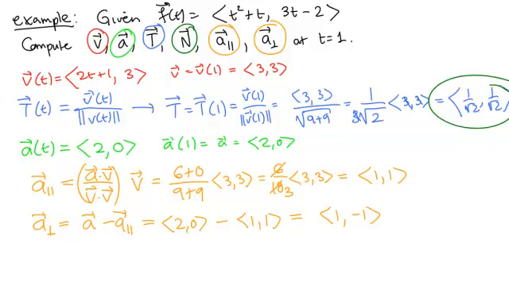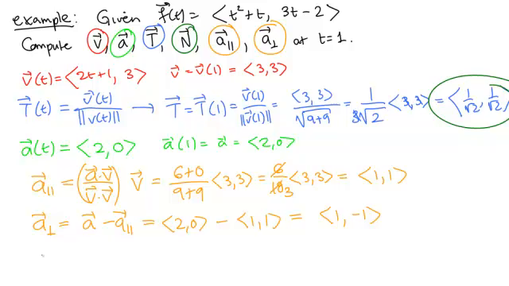Now, I could double check my work really quickly by making sure that these two vectors, the parallel and the orthogonal bits, dot to 0. And if I dot them, 1 times 1 is 1, 1 times minus 1 is minus 1, and I get 0. These are, in fact, at right angles to each other.